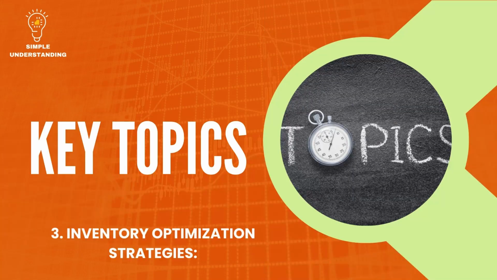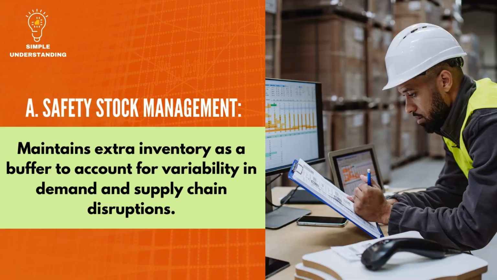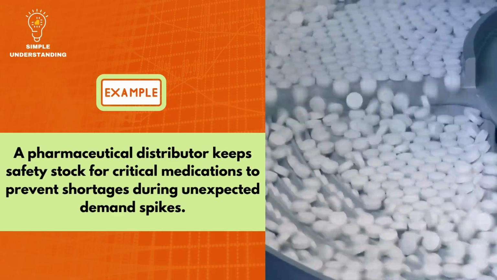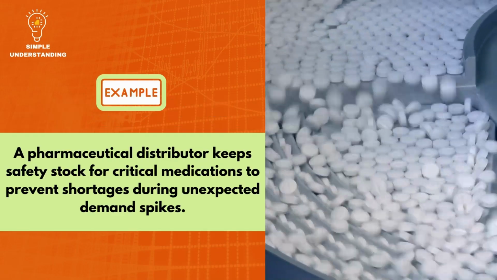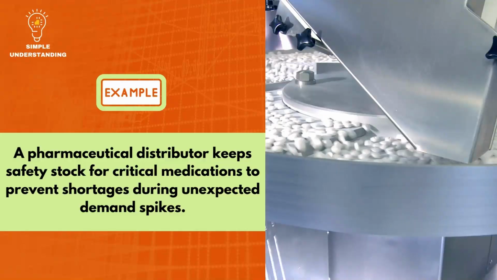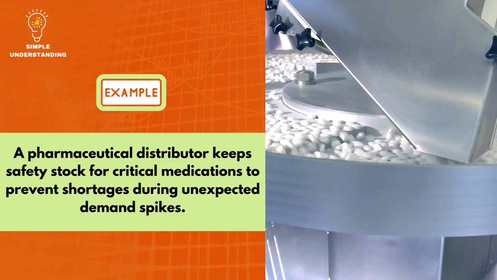Inventory optimization strategies. A. Safety stock management maintains extra inventory as a buffer to account for variability in demand and supply chain disruptions. Example: a pharmaceutical distributor keeps safety stock for critical medications to prevent shortages during unexpected demand spikes.